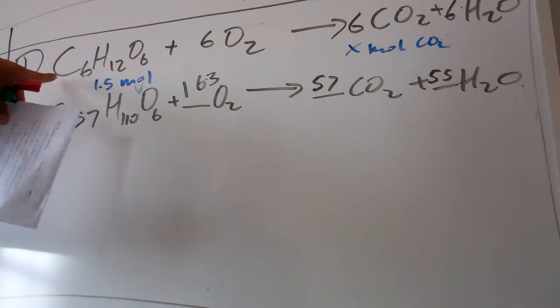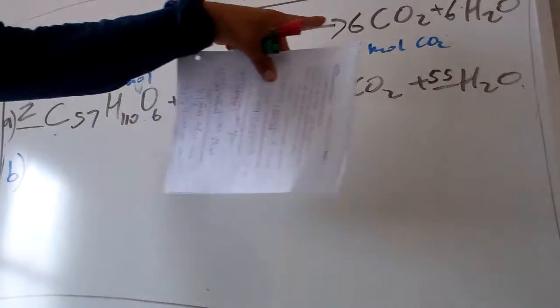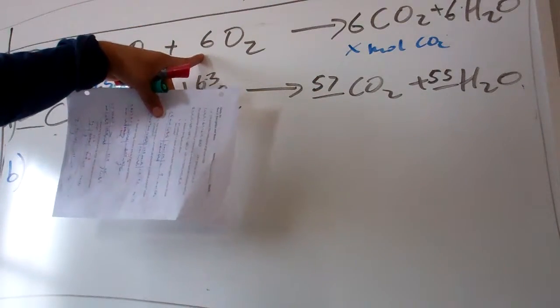The balanced equation tells us that for every 1 mole of this, it reacts with 6 moles of this, and gives you 6 moles of this and 6 moles of this.